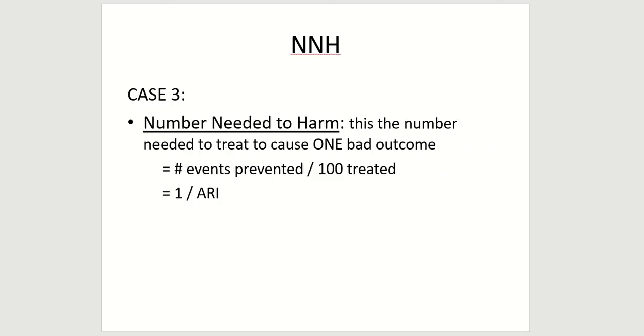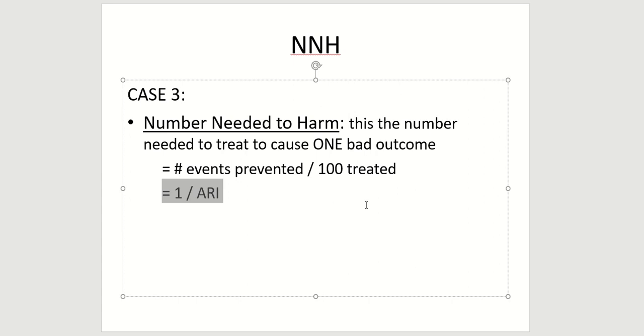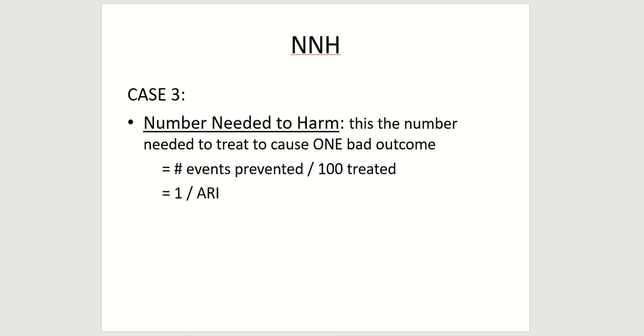And here comes the calculation. You're going to calculate your absolute risk increase, which we covered previously, and you do 1 over it. And again, that is going to give you your number needed to harm, which is the number of people you're going to treat to harm one person. And obviously here, the larger it is, the better, the safer it is.